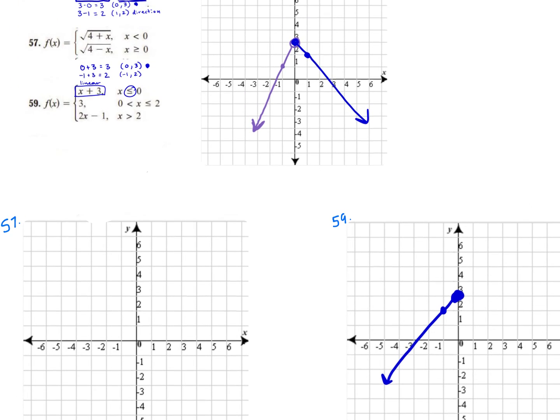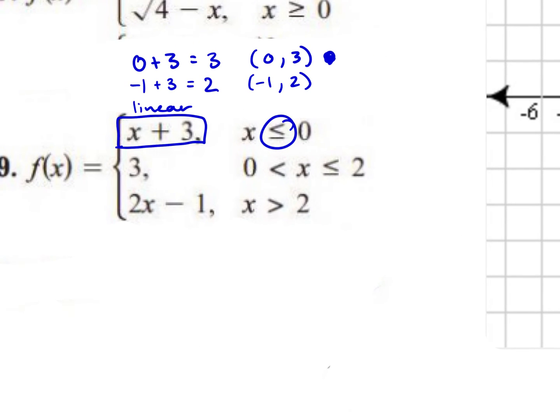So the first point that we plug in, that 0, is our starting point. The second point just gives us the direction. That's why I start at the 0 and go through the second point. Any questions on the first piece? All right, let's look at the second one.